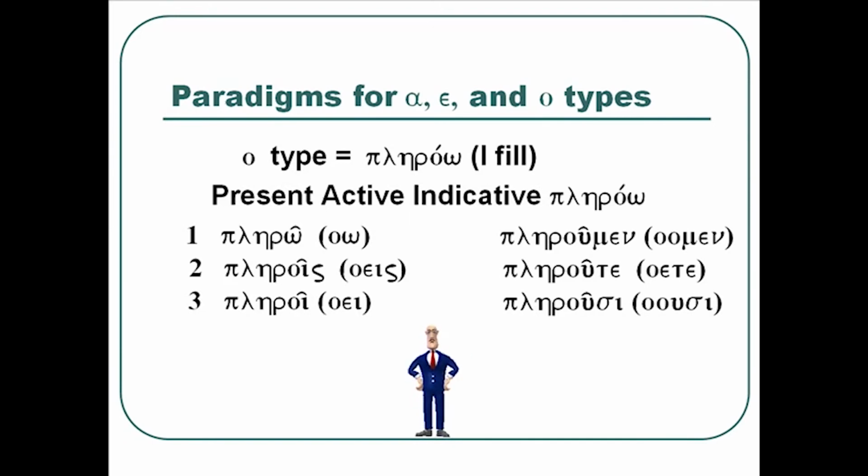So these are our three verbs. Our alpha verbs, agapao, our epsilon contract verbs with poieo, and our omicron ending verbs with pleroo, and these will set up hundreds of other verbs that end in this alpha, epsilon, and omicron. So we've just opened the door to hundreds of new verbs. That is exciting.